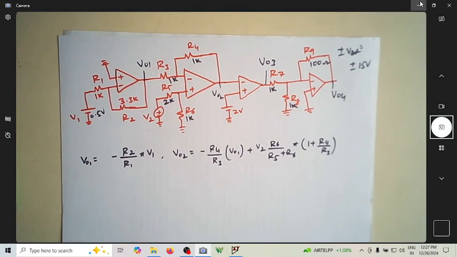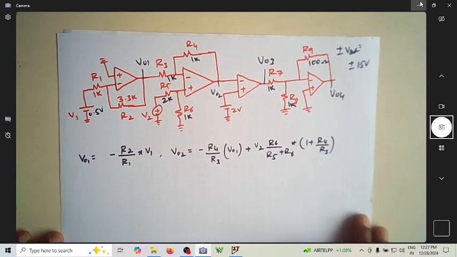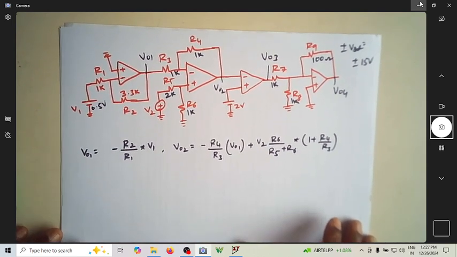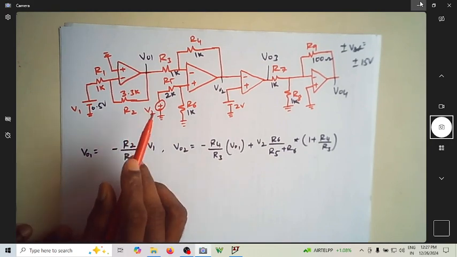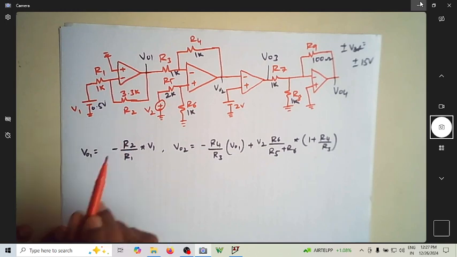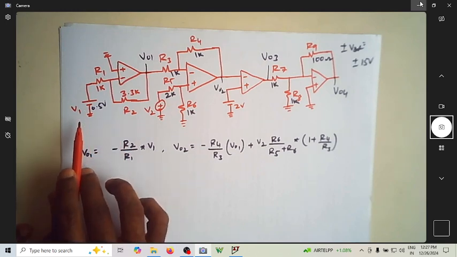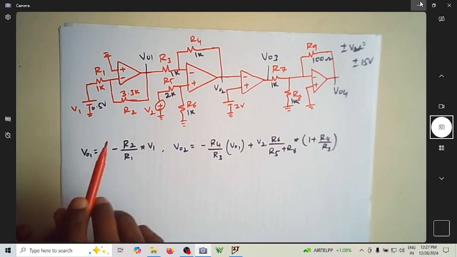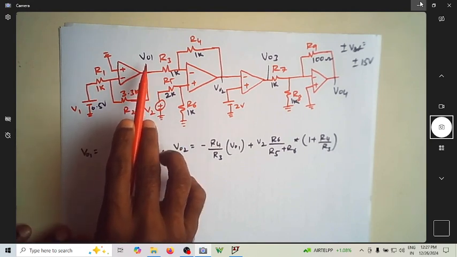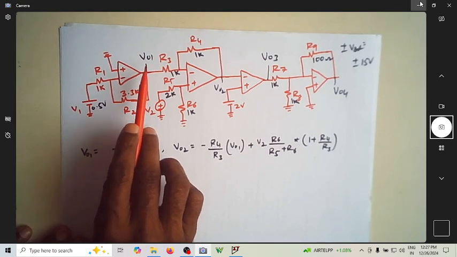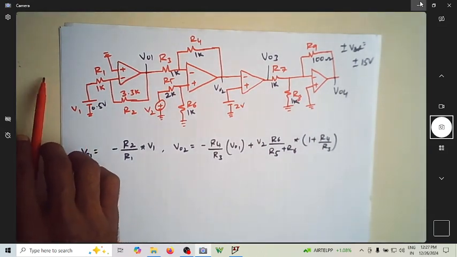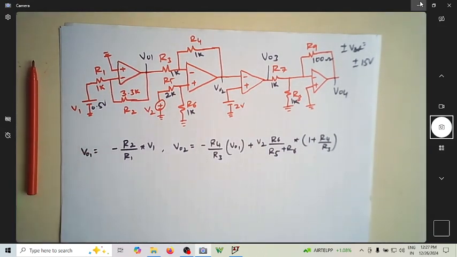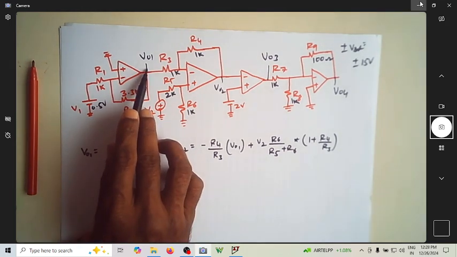In this video we'll see some conceptual electrical concepts while solving op-amp designs. So in this circuit, we are supposed to find the output voltages of four different op-amps: V01, V02, V03, V04. If you carefully look at the first circuit, which is V01 here.